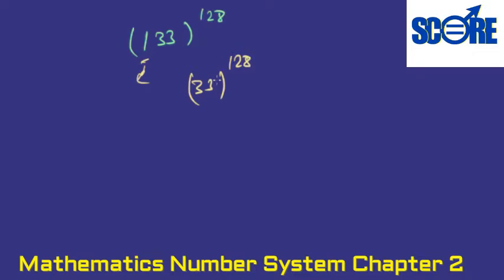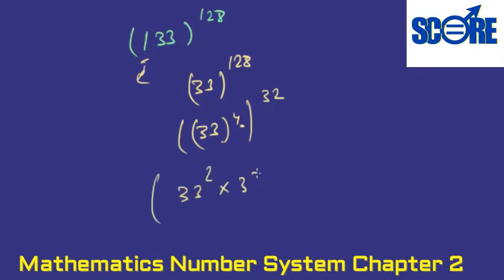Now we have to make it end in 1, and we know that 3 raised to power 4 ends with 1, right? Now I can say this is 33 raised to power 4, and raised to power 32. Why am I making the 4? Because you have to make the unit digit 1 here. Now 33 raised to power 4 means 33 square into 33 square, raised to power 32, right?